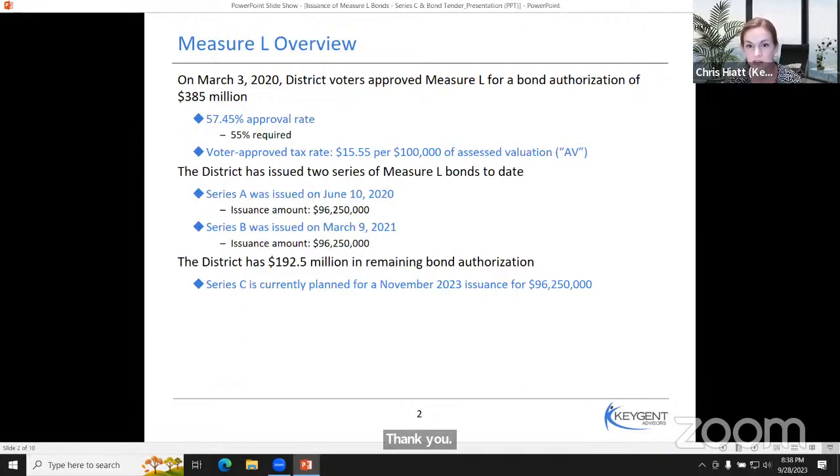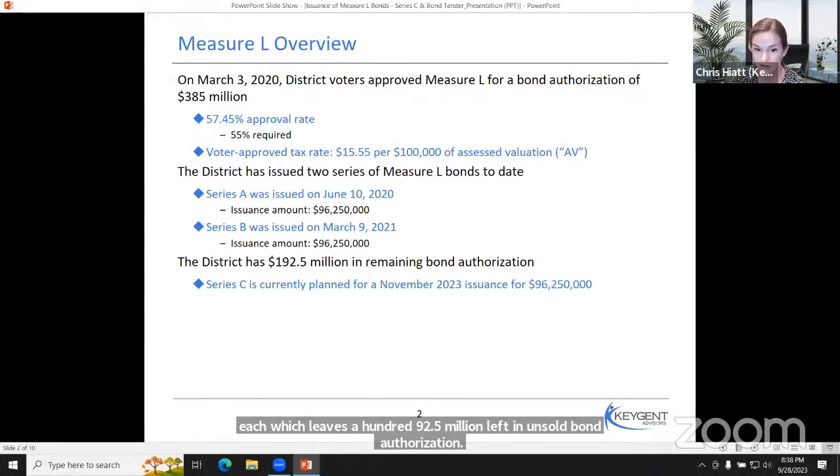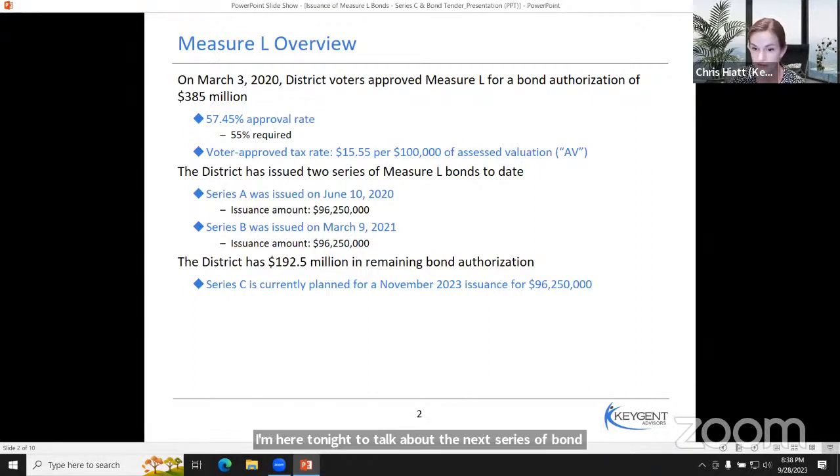As Yancy mentioned, the district voters approved Measure L in 2020 for $385 million at a tax rate of $15.55 per $100,000 of assessed valuation. So far, we've sold 2 series of bonds, Series A and B, in June 2020 and March of 2021 for $96.25 million each, which leaves $192.5 million left in unsold bond authorization. I'm here tonight to talk about the next series of bonds, Series C, which we currently have slated for November issuance in 2023 for another $96.25 million.